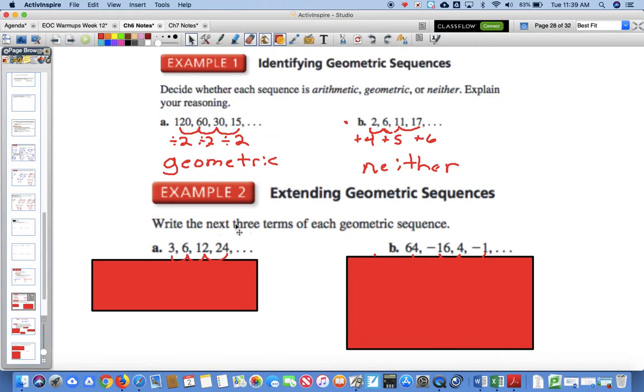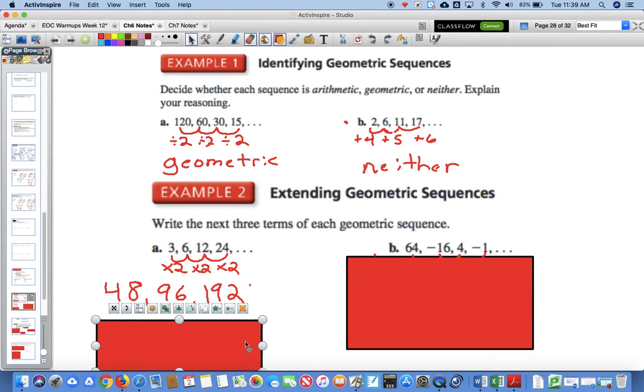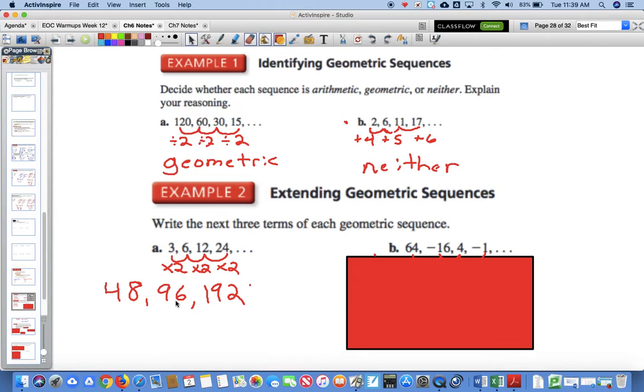In these situations, we just want to write the next 3 terms. They already give us a clue that it's geometric, so they have to be multiplying or dividing. Here we can look at the pattern and see that they are multiplying by 2. So let's just find the next 3 terms. So 24 times 2 would give you 48. And then times that by 2 to get 96, times 2 to get 192.